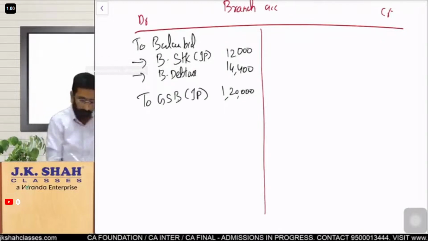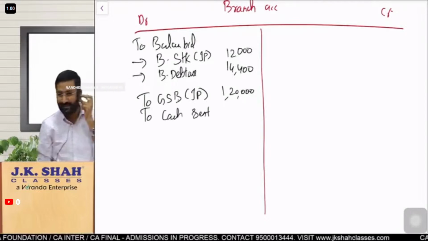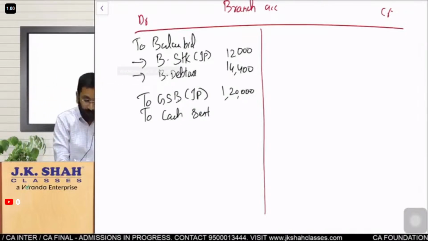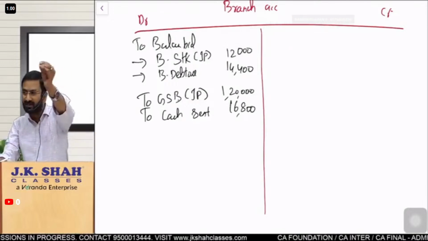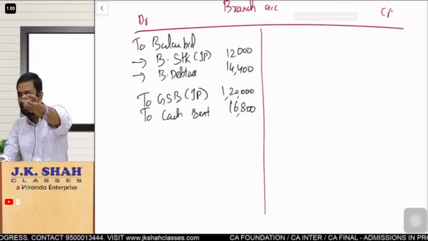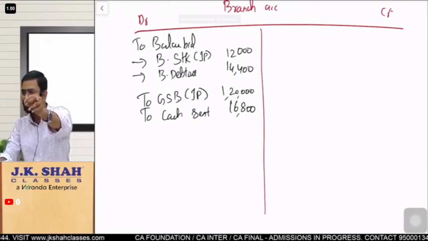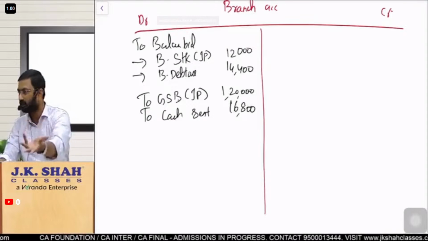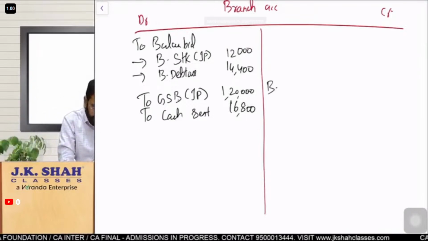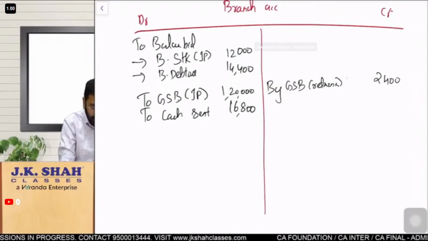Now you have all the figures. To cash sent, 16,800. Sir, what is that? So expenses, that is salary, rent, etc., total all that 16,800. Who is paying? Head office is directly paying. So can I say it is like cash given to the branch? Instead of you paying, I am paying, similar to cash sent to the branch. This side, by goods sent to branch returns, 2,400. Which price? Invoice. Okay.